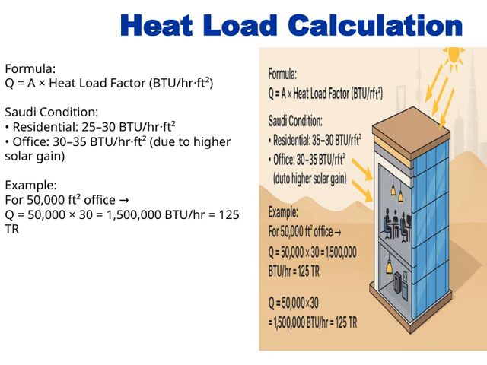Let's go through an example to see how this works in practice. Suppose we have a 50,000 square foot office. Using a heat load factor of 30 BTU per hour per square foot, we multiply 50,000 by 30, and that gives us 1,500,000 BTU per hour. To put that into more familiar terms, that's equivalent to about 125 tons of refrigeration, or TR. This calculation is crucial because it helps us determine the right size of cooling systems to ensure comfort and efficiency. It's all about matching the cooling capacity to the actual heat gain of the space, especially considering our local climate conditions.